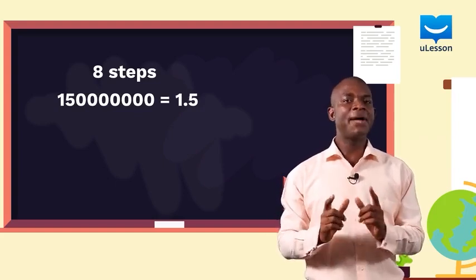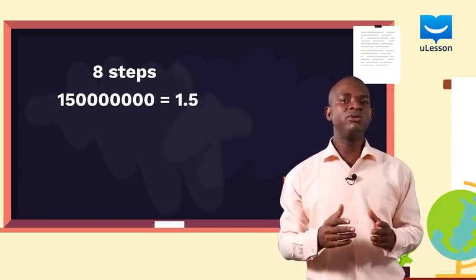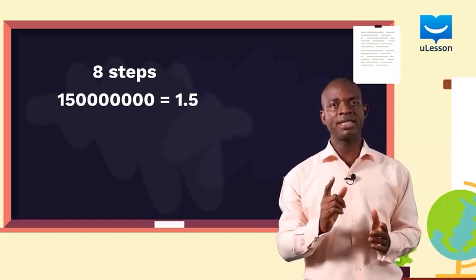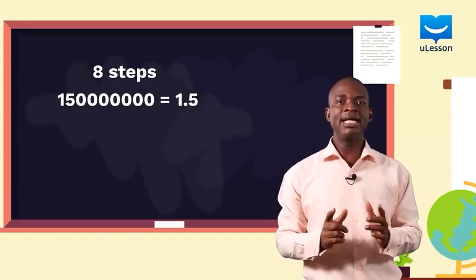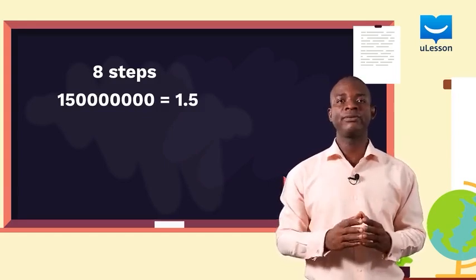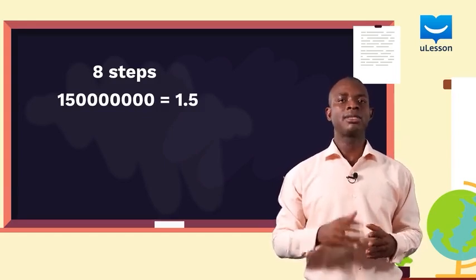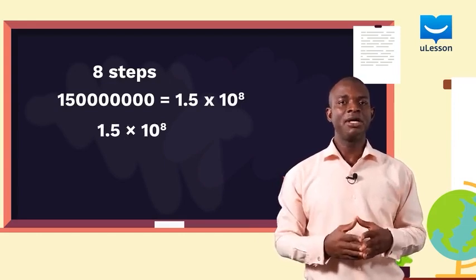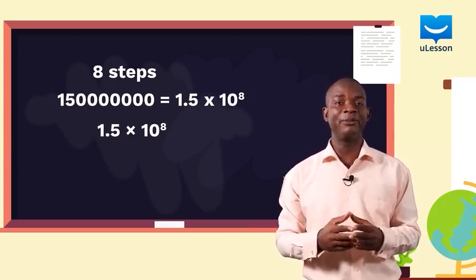These steps determine the index of 10 in the standard form. Since we moved the decimal point to the left, the index of 10 will be positive. But if the decimal point was moved to the right, the index of 10 would be negative. Now, to write the number in standard form, the number will come as 1.5 times 10 power 8. See? We have just written the distance of the sun from the earth in standard form.